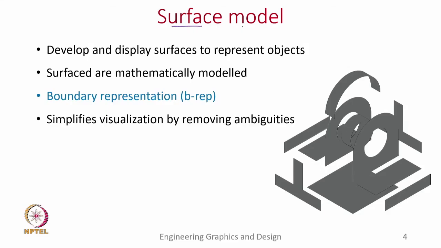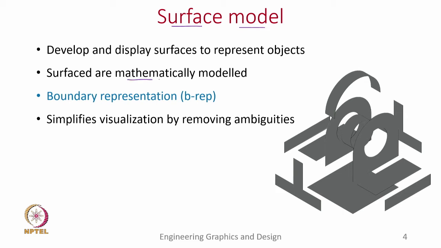Over time there were improvements in the CAD software, and people started developing these surface models. Essentially, what we do in a surface model is, if you want to show the object, you first model all the surfaces of the object and only show the outer surface, because once you look at the outer surface, you get an idea about how the object looks in the real world. So, we will develop and display surfaces to represent objects.